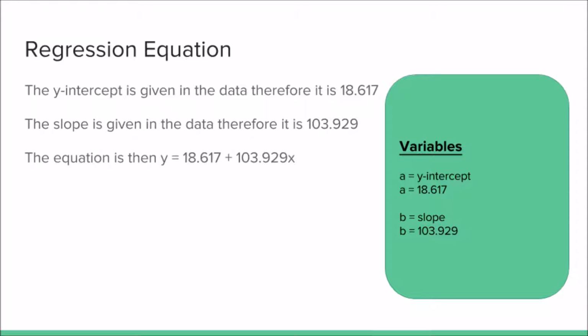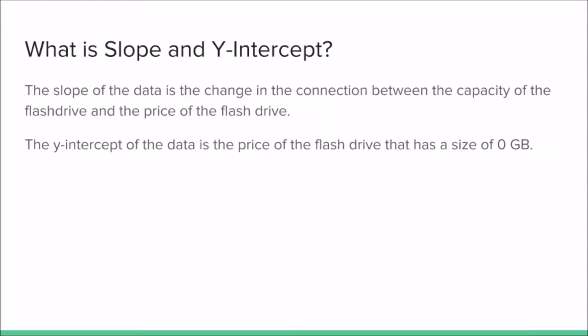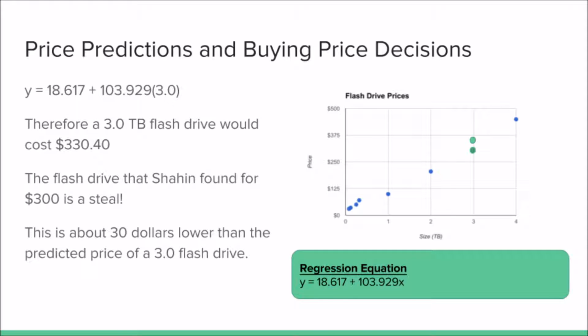In the data, we are given both the y-intercept and the slope in the form of coefficients. The constant coefficient in the problem is the y-intercept, and the other value would always be the slope. So the y-intercept is 18.617, and the slope is 103.929, making the equation y equals 18.617 plus 103.929 times x. The slope of the data is the change in the connection between the capacity of the flash drive and the price of the flash drive. The y-intercept of the data is the price of the flash drive that has a size of 0 terabytes.